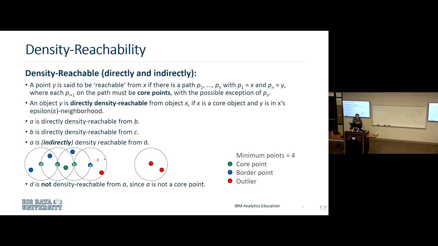An object y is directly density reachable from object x if x is a core object and y is in x's epsilon neighborhood. A is directly density reachable from B, B is directly density reachable from C, A is indirectly density reachable from D, D is not density reachable from A, since A is not a core point.